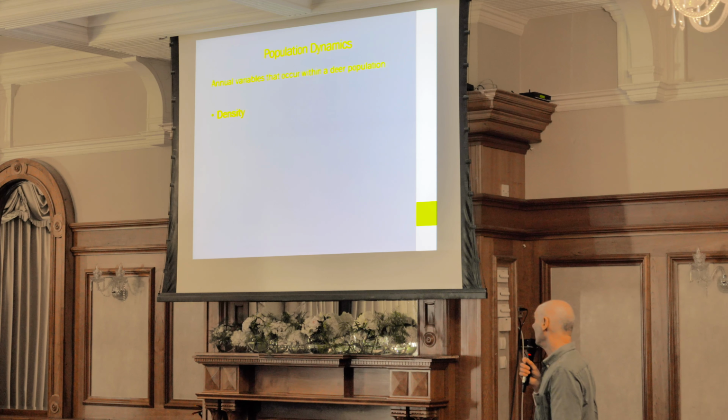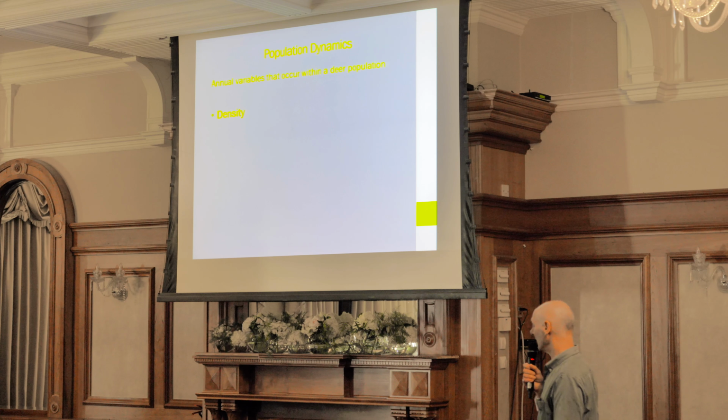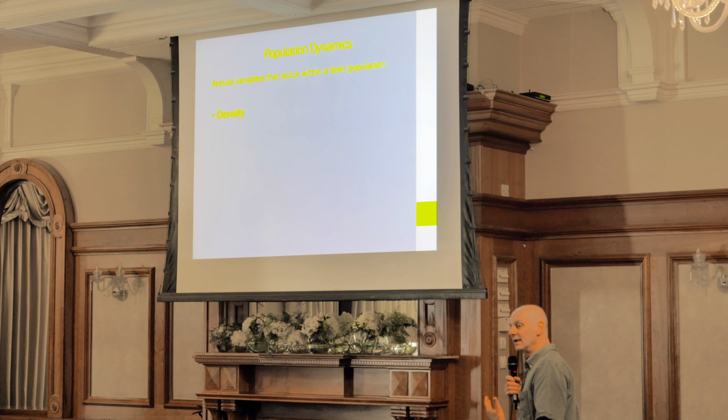Density is obviously one. We can have high density, medium density, low density. Density can increase very quickly or it can increase really slowly. And density is essentially the number of individuals per unit area.